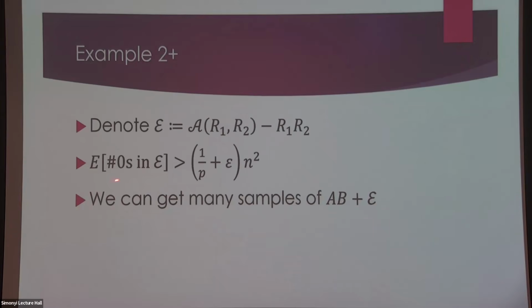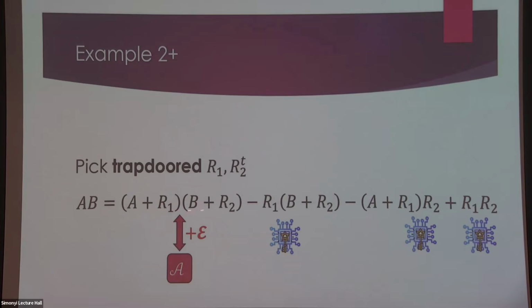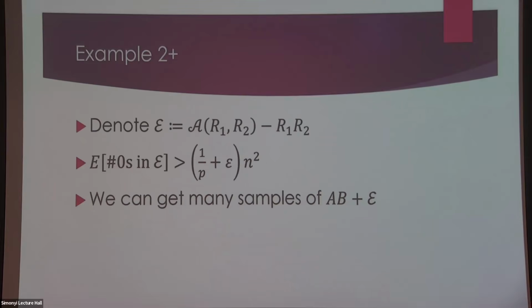And what do I know about this noise matrix? So let's denote it by a large epsilon. This is what I get from my algorithm when I give it two random matrices, minus the actual product of these two random matrices. And notice that this is independent of A and B, of course, because at this point this is just a random thing. What I know about this noise matrix is that in expectation, the number of zeros in it is slightly larger than I would have got with just a completely random matrix.